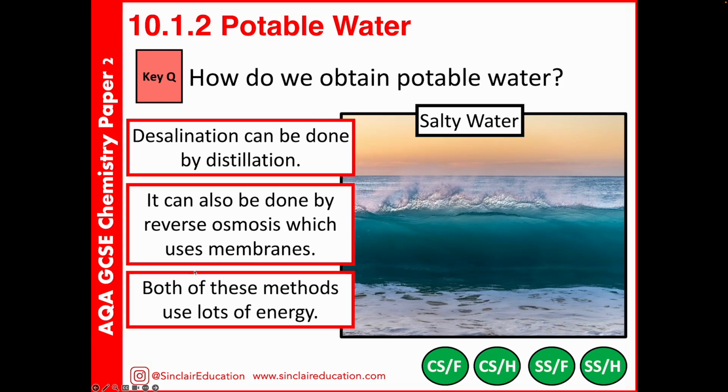In both of these methods, we're going to be using a huge amount of energy. Either we need to use energy to boil water and then collect the water vapour that comes from this, so a lot of energy needed there, or we need to use a lot of energy to get the water particles to move in the opposite direction from where they would normally travel. So from an area of low water concentration across to high.